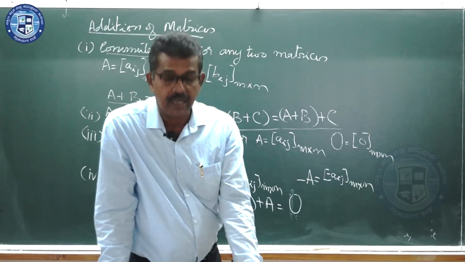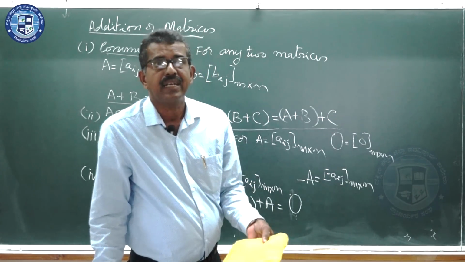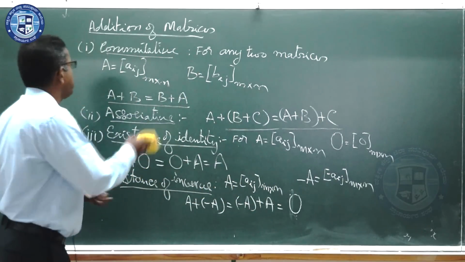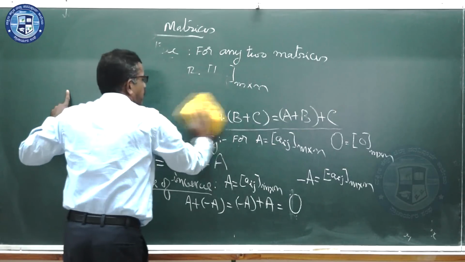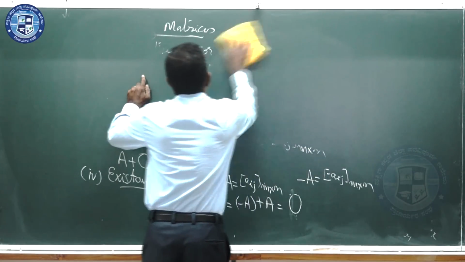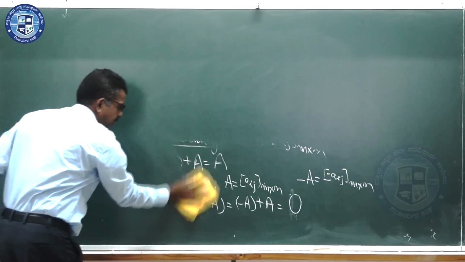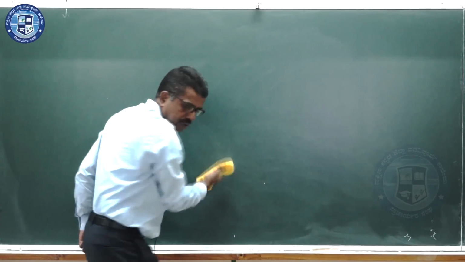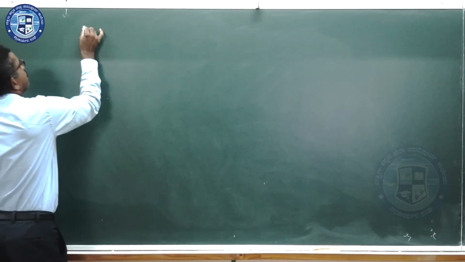Okay, so we shall continue with the properties of scalar multiplication of a matrix. We have discussed about scalar multiplication of a matrix. Whenever a matrix is multiplied by a real number k, means every element of a matrix is multiplied by k. So please recall it. So what are the properties of scalar multiplication of a matrix?